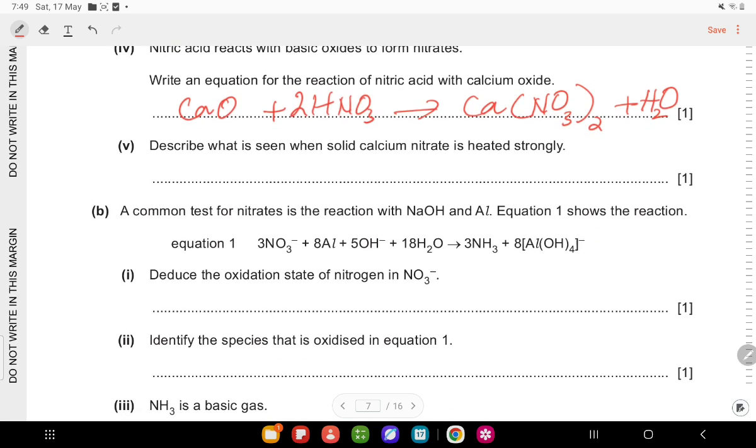Describe what is seen when solid calcium nitrate is heated strongly. Calcium nitrate decomposes to form calcium oxide plus nitrogen dioxide plus oxygen gas.